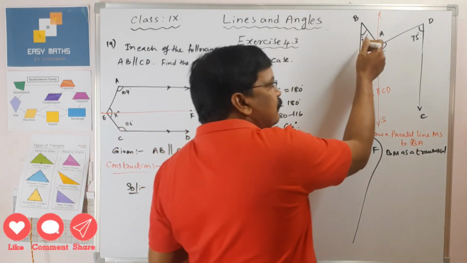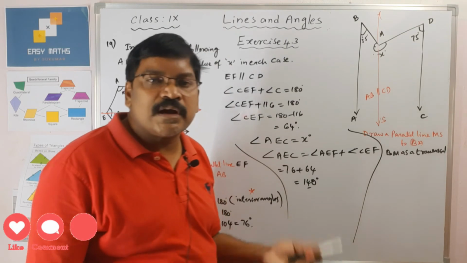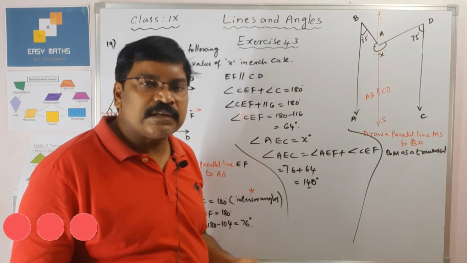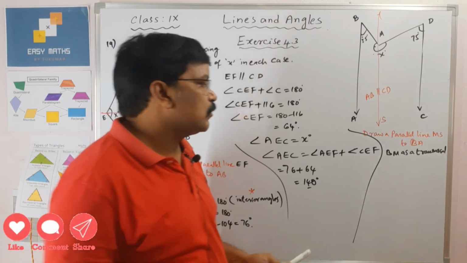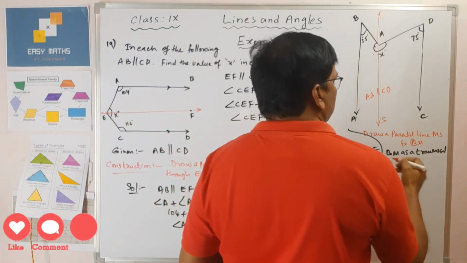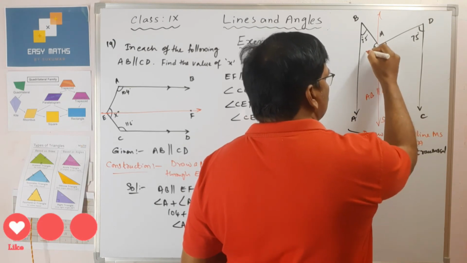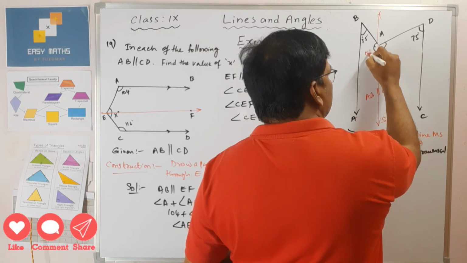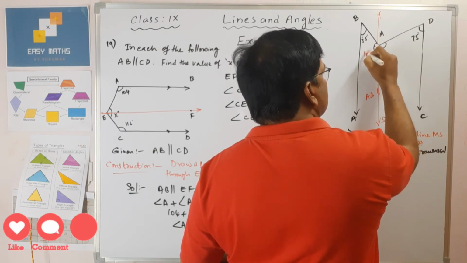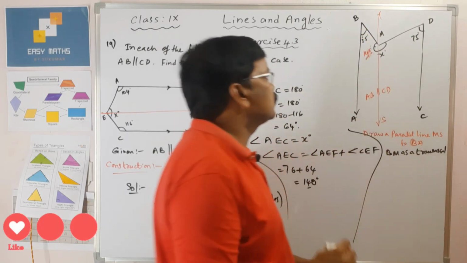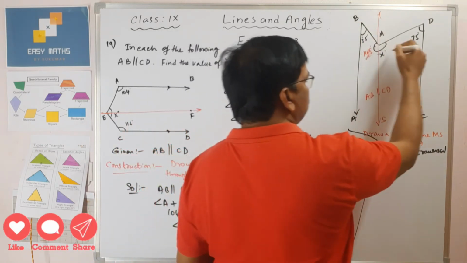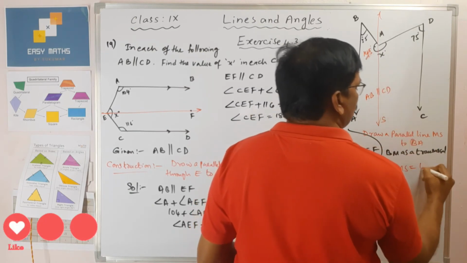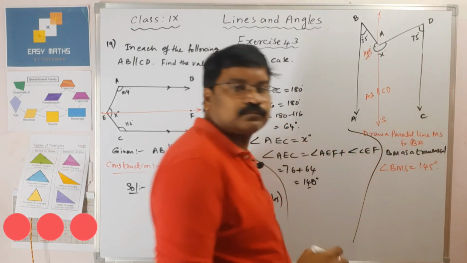So if it is 35, what about this angle? 180 minus 35, that is 145 degrees. This is 145 degrees. So, my dear students, this angle BMS is equal to 145 degrees.